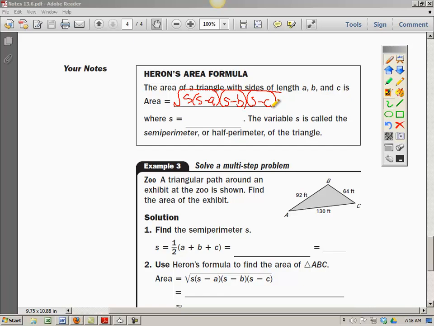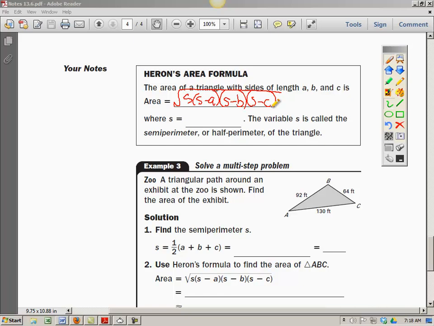Now, in the previous lesson, I gave you an area formula that you could use if you had one of the angles. All right. In Heron's area formula, it assumes that you have all three sides of the triangle. So if you have all three sides of the triangle, you can use this formula, which is the square root of S times S minus A times S minus B times S minus C.